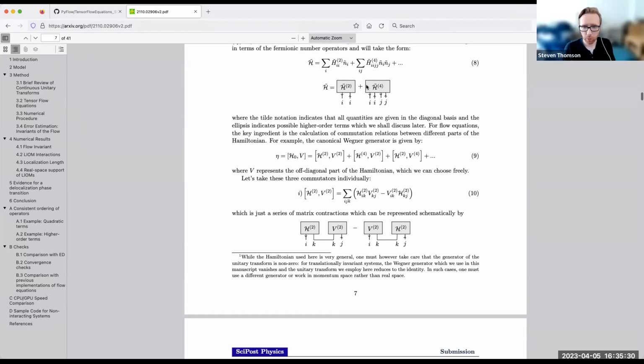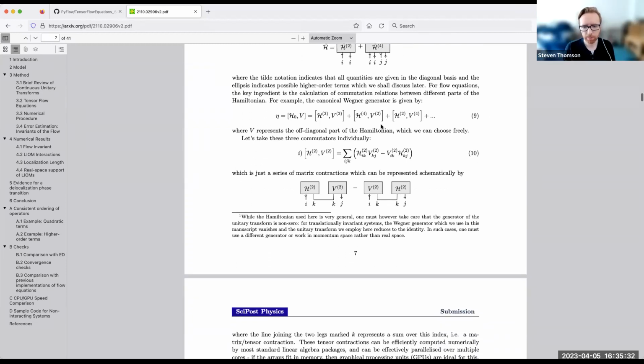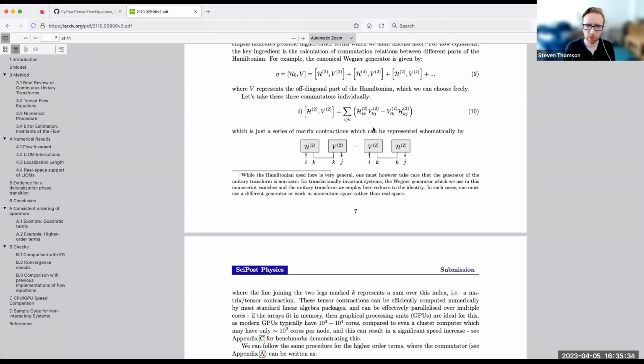So yeah, we can compute these commutators, and the next bit of this paper just goes through how to compute them. If you take the quadratic part, H and V are just matrices. You can do this one by hand if you want, or you can do it in this graphical notation. And the simplification here is that in the graphical notation, these commutators are just sums of tensor contractions.